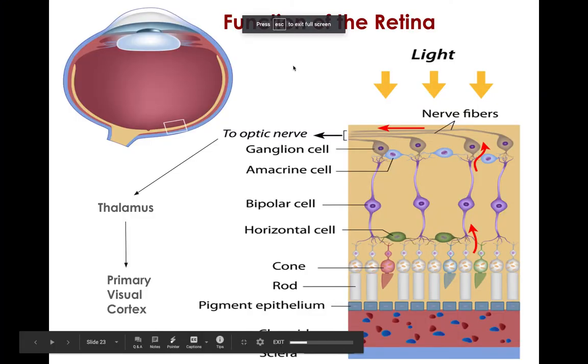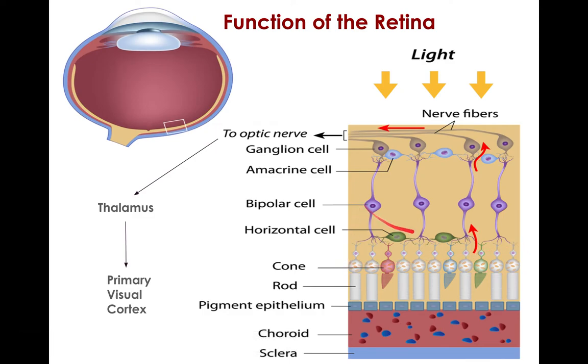Okay, so we're going to continue with our lesson on sight, and we're going to be looking at the function of the retina, and we're going to look at the retinal cells a little bit closer. Not these neurons, as I said before, the bipolar cells and the ganglion cells here. We're going to concentrate on rods and cones.